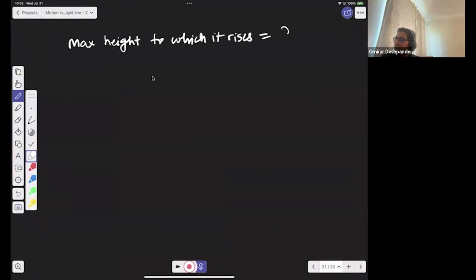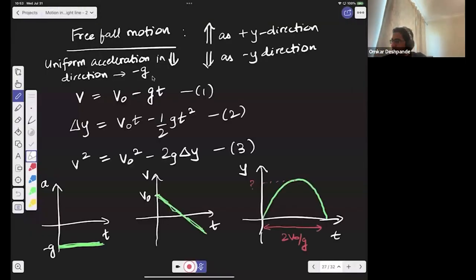Right? Same conditions, right? We are given V0. We don't care about time right now. We're given V0, maximum height to which it rises. That means we are given V final also. V final is going to be 0, right? Because at the point where it's at its maximum height, it is instantaneously at rest, right? And you can see that from this graph.